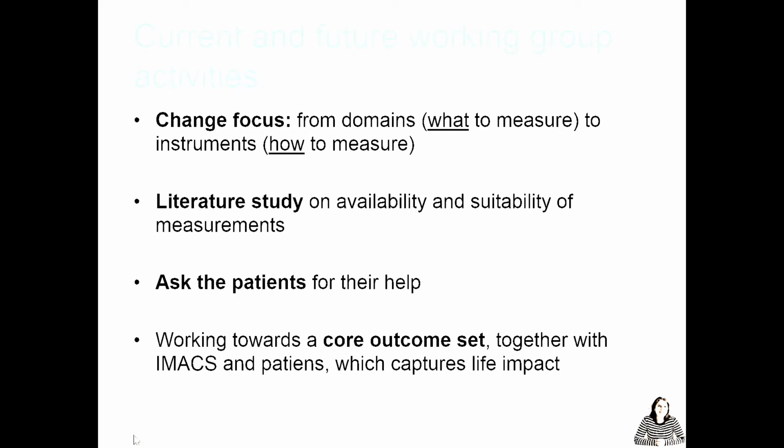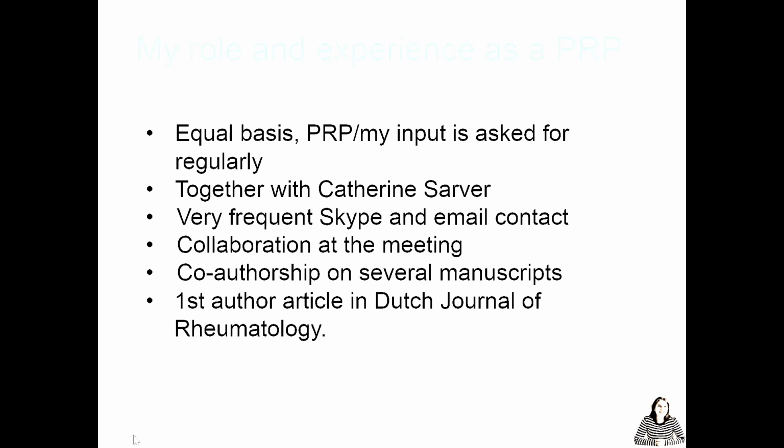So, next slide, please. My role and experience as a PRP is, for me personally, I feel like I'm one of the team, so there's an equal basis. My input is, and also that of Catherine, is asked for regularly. We have very frequent Skype and email contact. I'm not sure about other working groups, but we Skype at least 10 times per year. So like once every 4 to 6 weeks, sometimes more if we're like in the middle of a Delphi. And we email a lot more when, for example, we're working on a new manuscript.